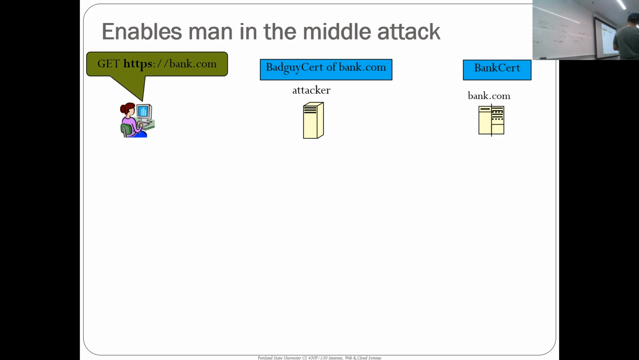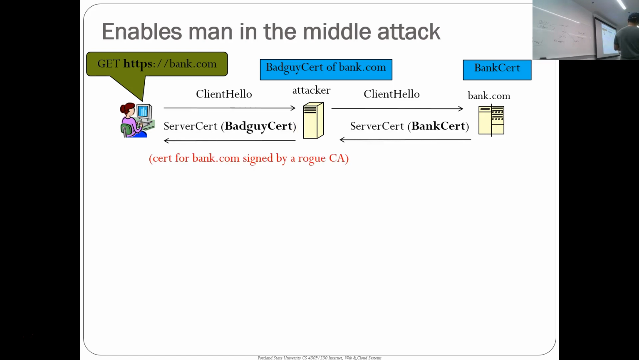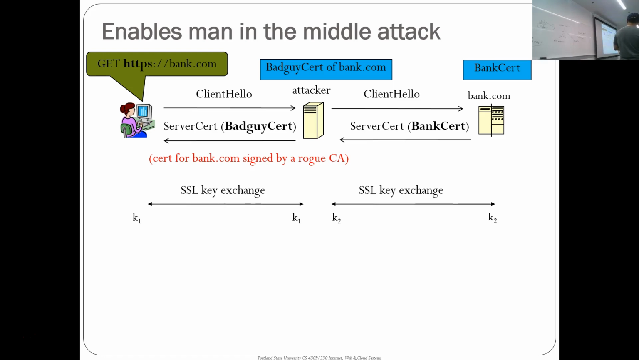And then when this person gets bank.com, the attacker will take the request, take the SSL handshake, and then just forward the SSL handshake onto bank.com. Bank.com issues their server certificate, and then the attacker will just send his or her certificate back to the client. And then the SSL key exchange can be done pairwise. The attacker can do it to the victim, and then the attacker can do it to the bank, and then they can do separate key exchanges.